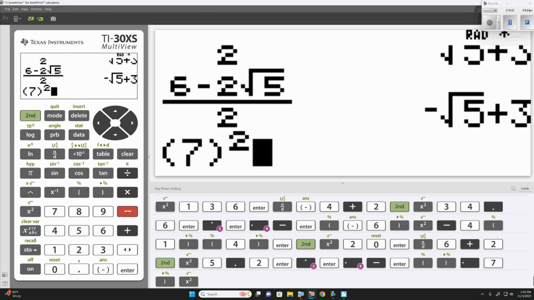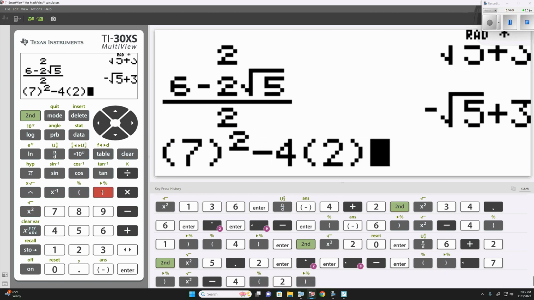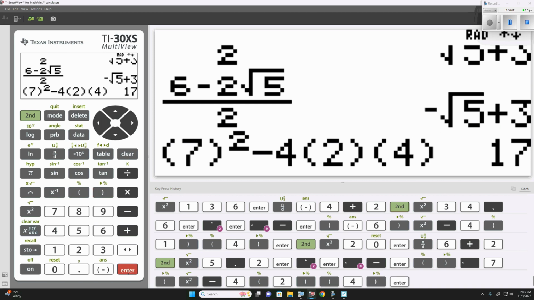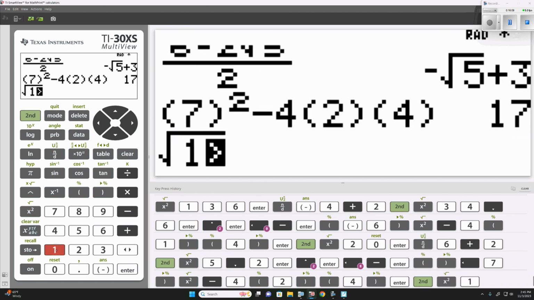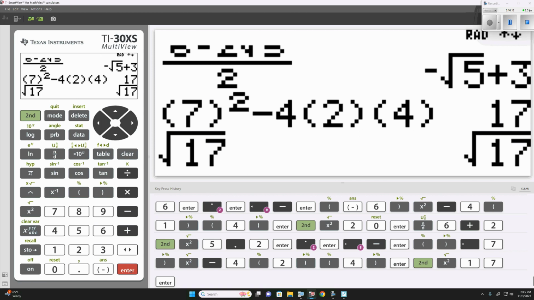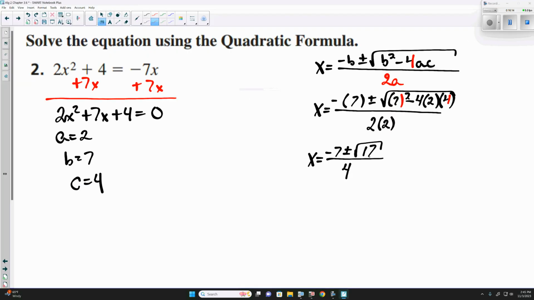7 squared is... let's go on and just see what the square root of 17 is. That's it. Questions on this here? Are you ready for the next one?